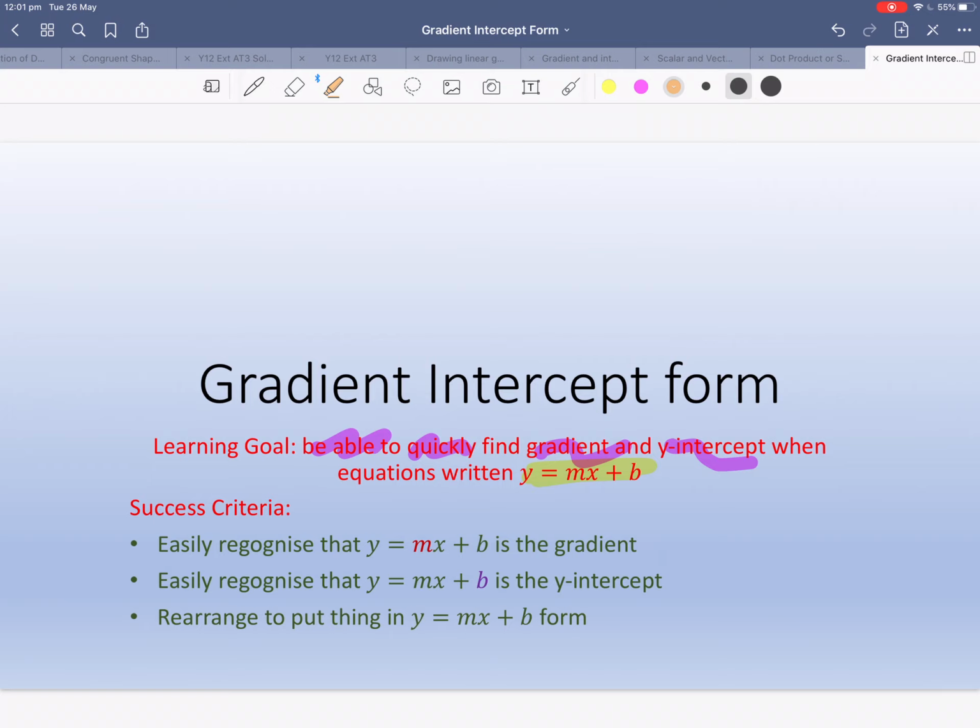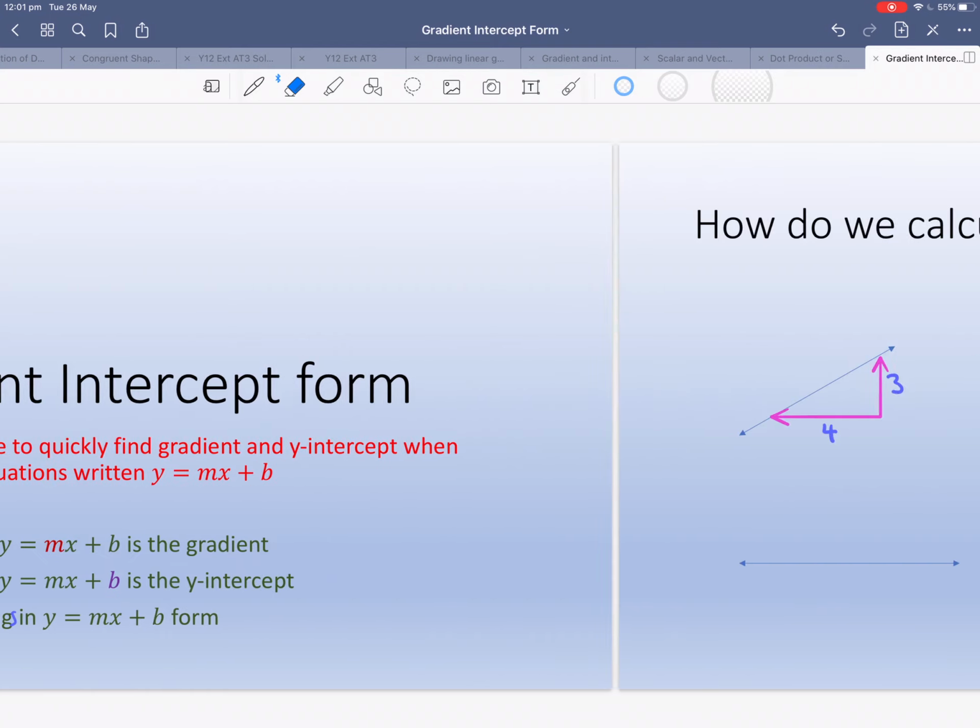So recognize that m, so this thing here, is the gradient, b or plus b is the y-intercept, and we can rearrange and put things into y equals mx plus b form. Okay, so write those down please. I'll rub them out and we'll get on to our work.